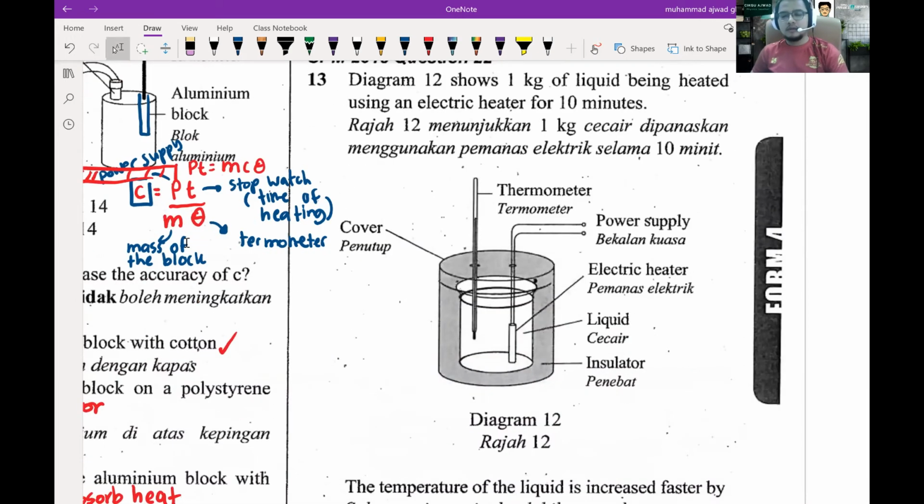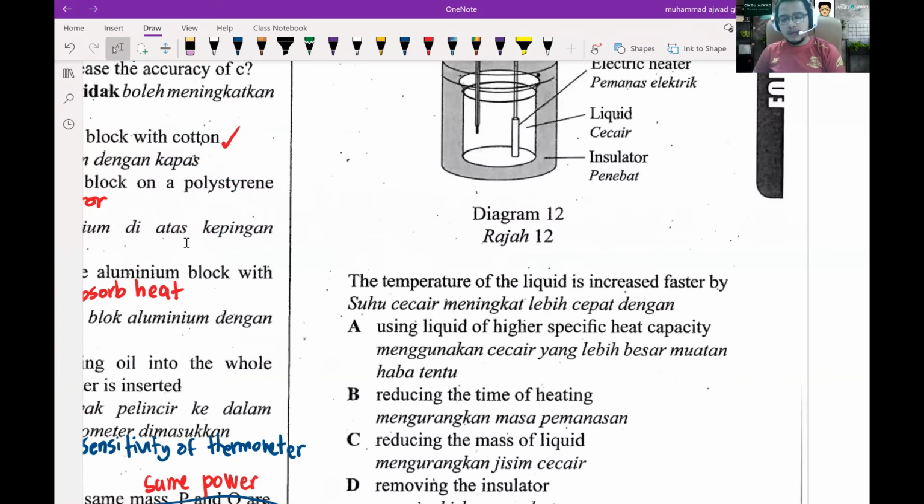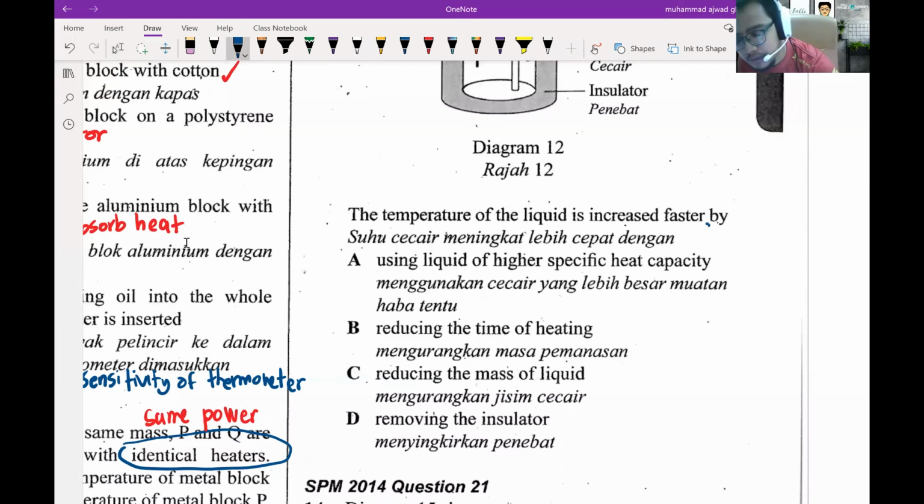Okay, 13. Show 1 kg of liquid being heated using electrical heater for 10 minutes. Okay, so sama juga masa 10 minit, the temperature of liquid is increased faster by. Okay, kita nak temperature dia increase faster. Maksudnya dia nak cerita apa? So masuk kat sini, P T equals to m c theta. Okay, apa yang dia nak kaji? Bila dia kata faster tu, which physical quantity yang dia nak measure? The temperature increase faster.